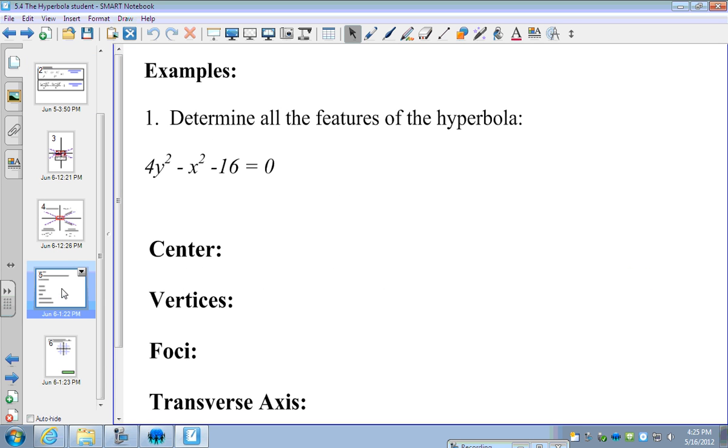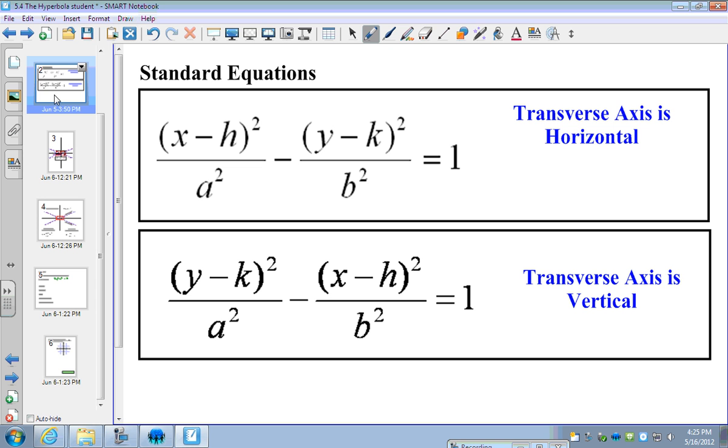We're going to determine all the features of this hyperbola right here: 4y squared minus x squared minus 16 is equal to 0. So the first thing I'm going to do is get it into a form that I like. First of all, 4y squared minus x squared is equal to 16. Then I am going to divide everything by 16 because this is the form that I want it in, because it tells me some information. So I want it to equal 1.